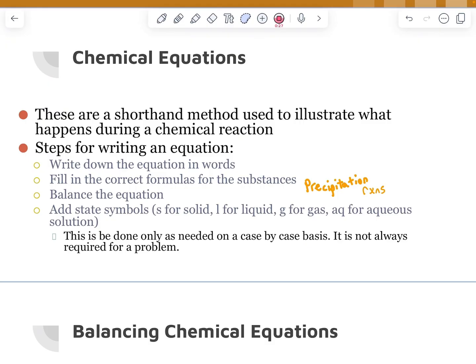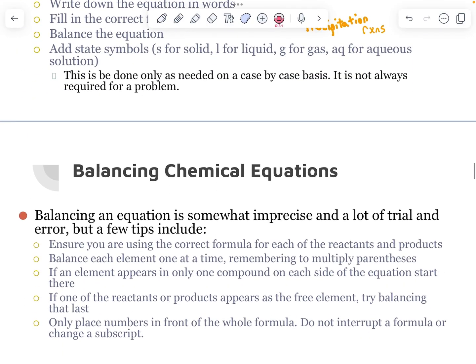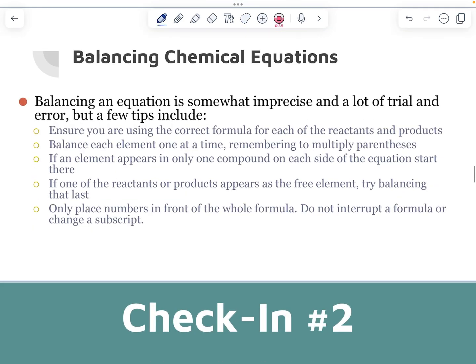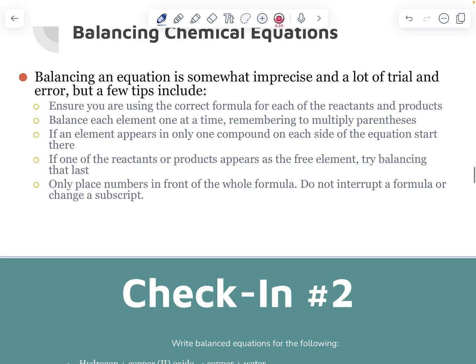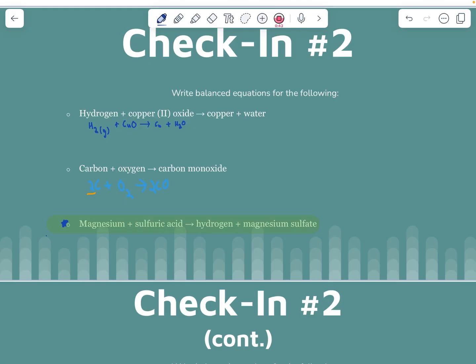There's a few different ways to balance. I'll show you my personal way that I like to do it. But yeah, it says it's somewhat imprecise and a lot of trial and error, so you need to make sure that you check them for sure. So first, I have these written. They weren't too difficult, so let's just practice one.